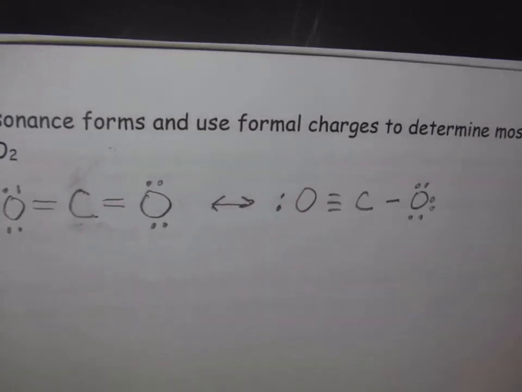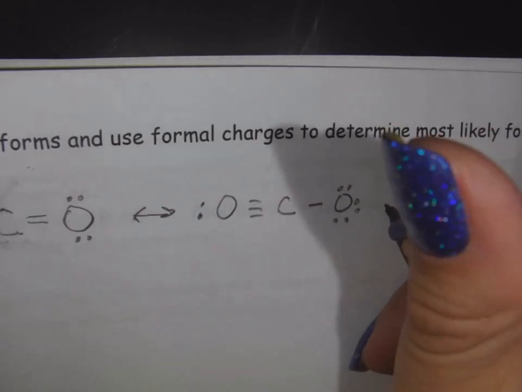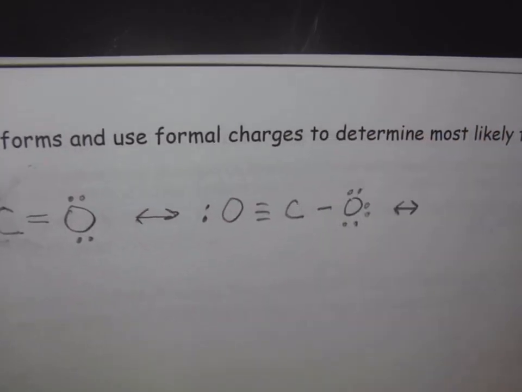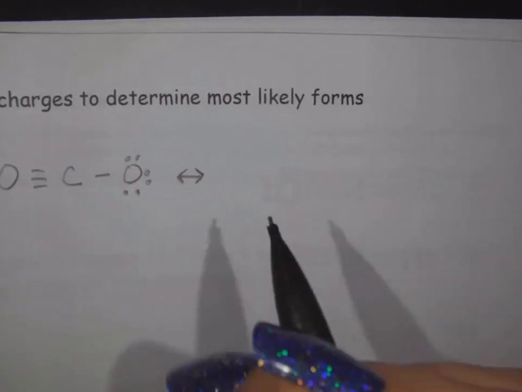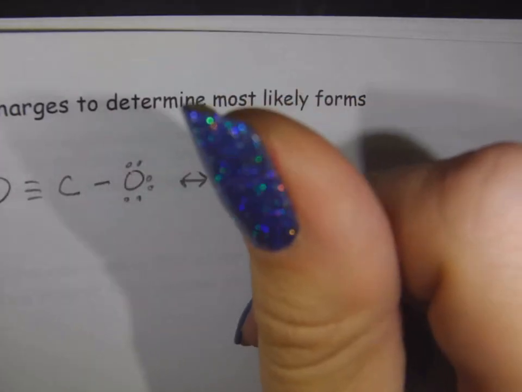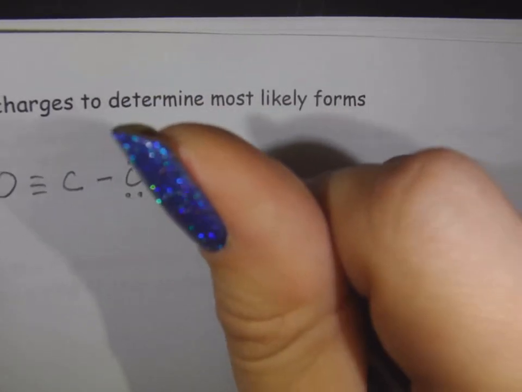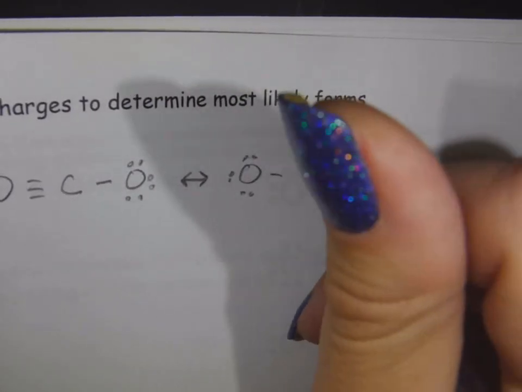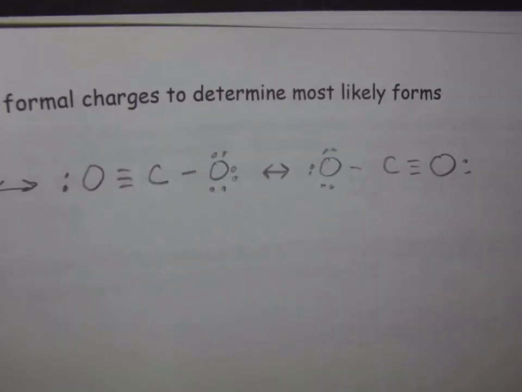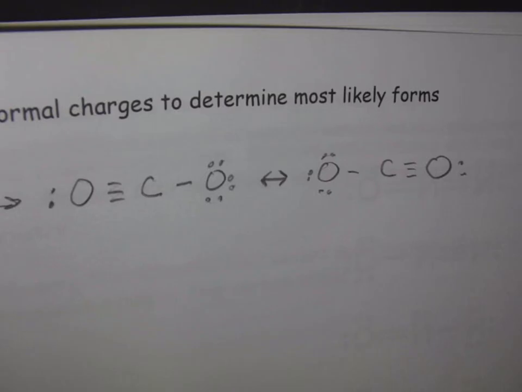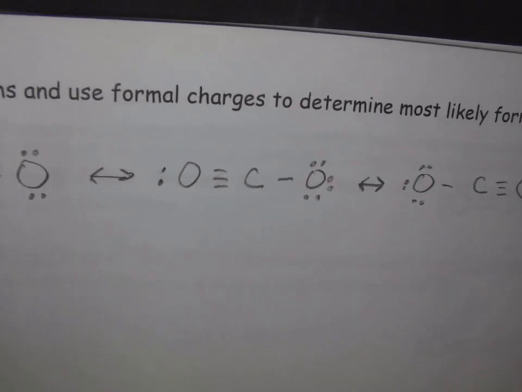We know nature tends towards symmetry, so that's probably not going to happen, but we'll use formal charge to prove that. And then, why did the triple bond go on that side? Why not on that side? So I could flip it around. Those are the 3 resonance structures that I can easily see for carbon dioxide.